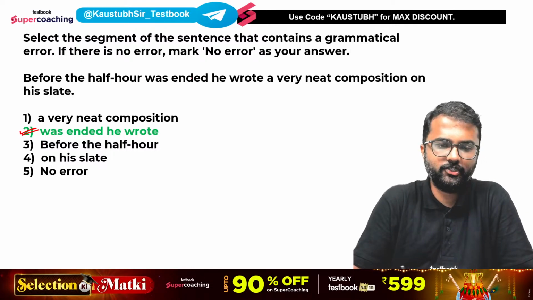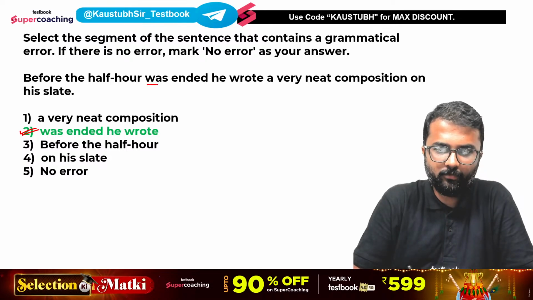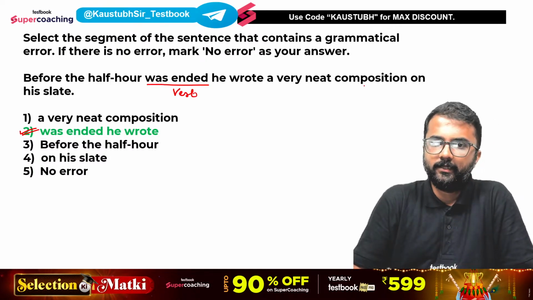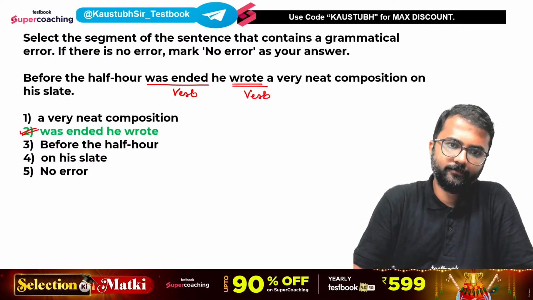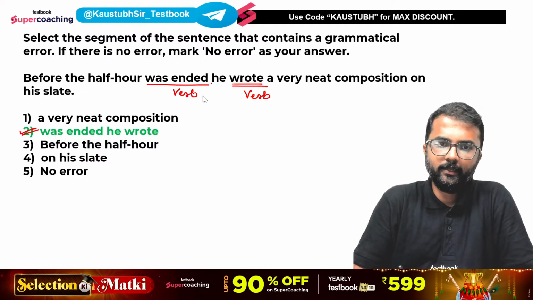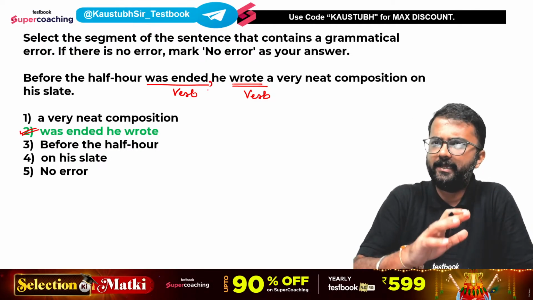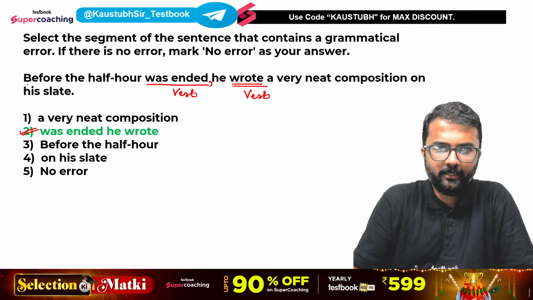Well done. Pay attention. There are two verbs in the sentence. "Half hour was ended" is the first verb. "He wrote a very neat composition on the slate" is the second verb. Technically a comma should come after ended, which is not written, but we will assume that there is a comma there. Now if you see, the sentence begins with the word before.